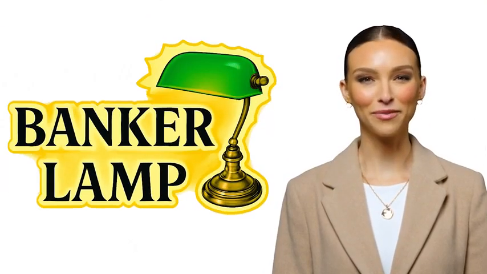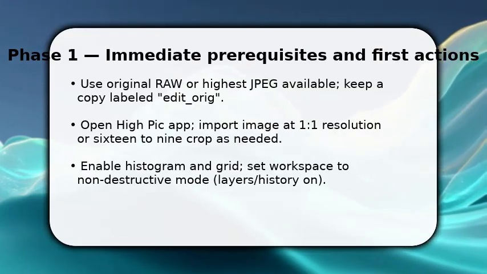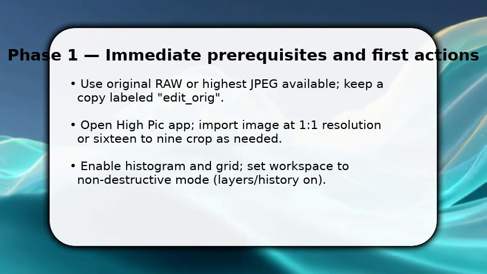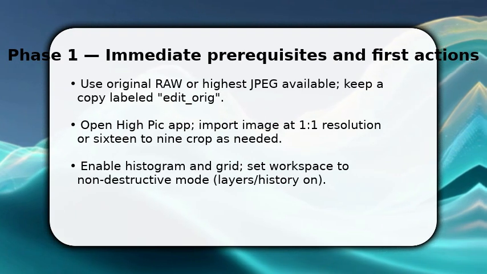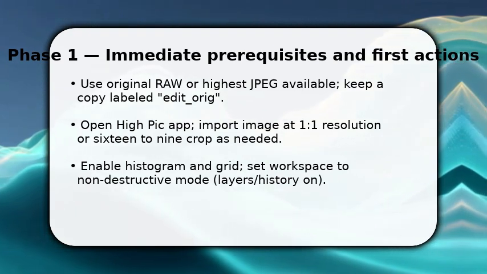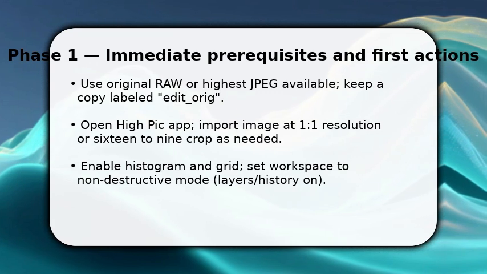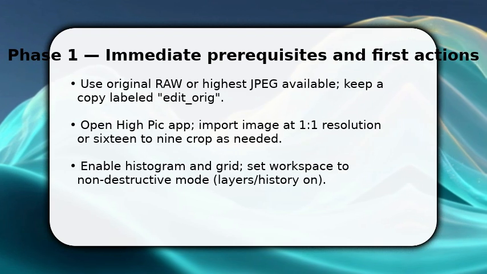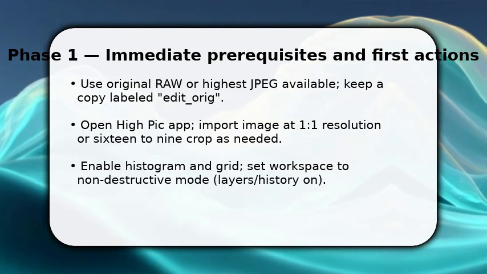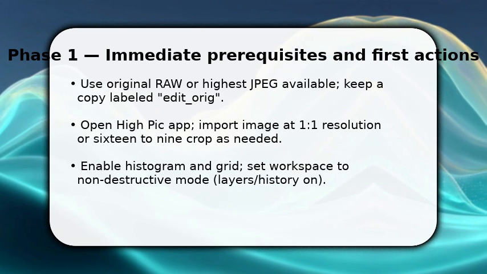Please enjoy the video. You start with the best source, RAW or the highest quality JPEG. Make a backup copy immediately. Open HiPic and import at full resolution so you preserve detail. Once loaded, enable the histogram and grid. They guide exposure and composition, then switch to non-destructive mode so edits are reversible.